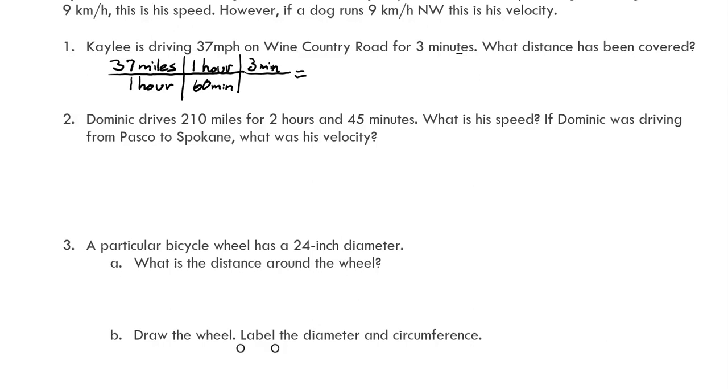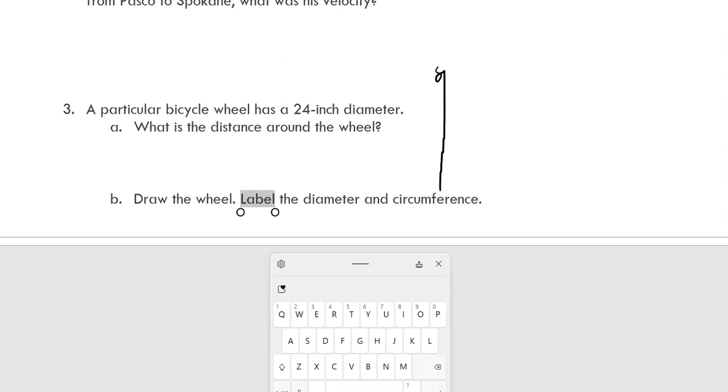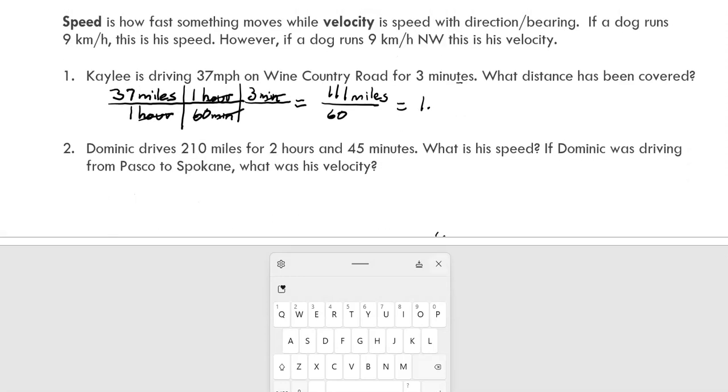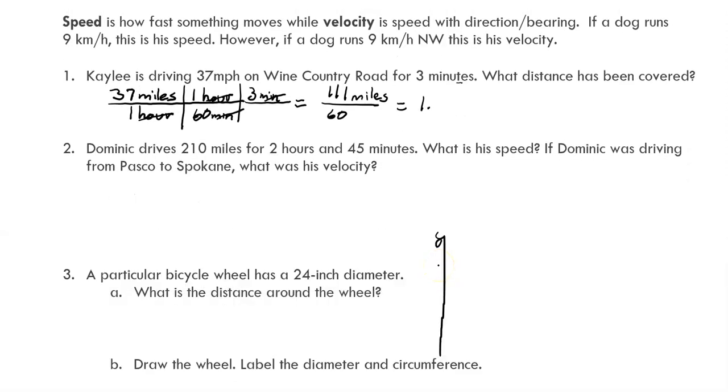If I multiply straight across, I get 37 times 3, 111. And the label at that point, if I cross things off, hours cross off, minutes cross off, I would have miles. And I'd be dividing that by 60 on my calculator. I get that this is equal to 1.85 miles.